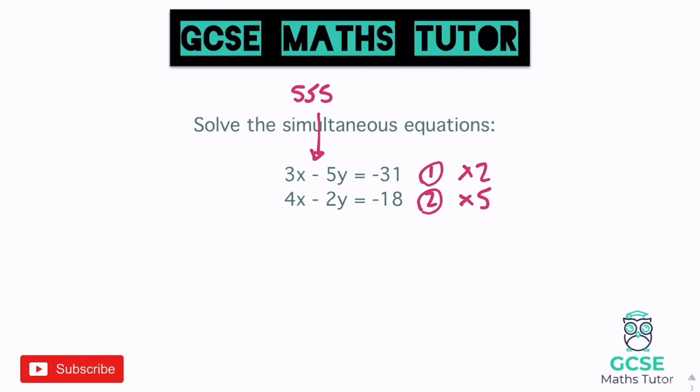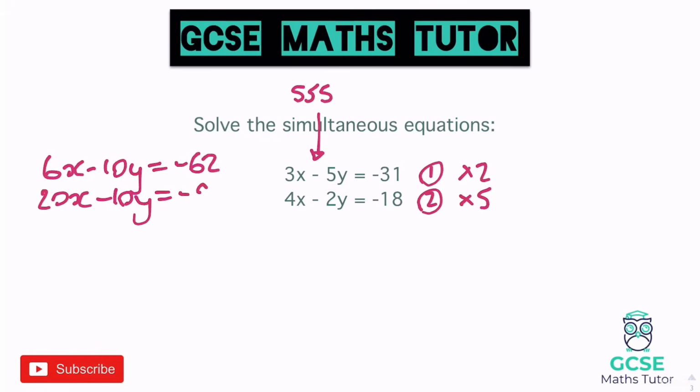So 3x times 2 is 6x, so we have 6x minus 10y equals, and then -31 times 2 is -62. So -62. And then times in the second equation. So 4x becomes 20x minus 10y again. And that equals -18 times 5 is -90. Again, don't forget, you can take your time to work out these multiplications. Just be very careful with them and make sure you get them right.